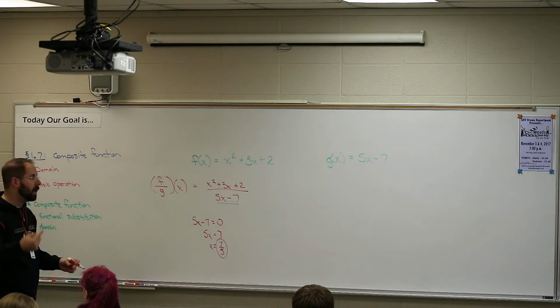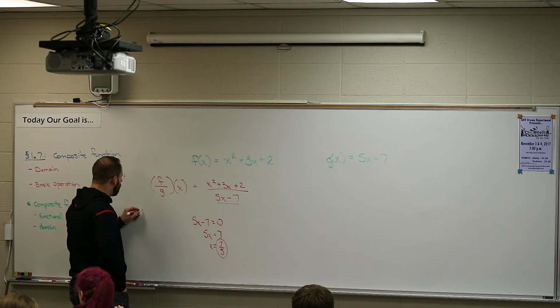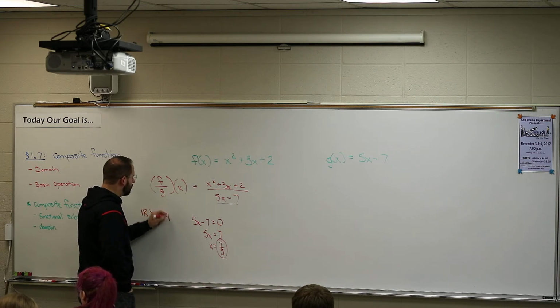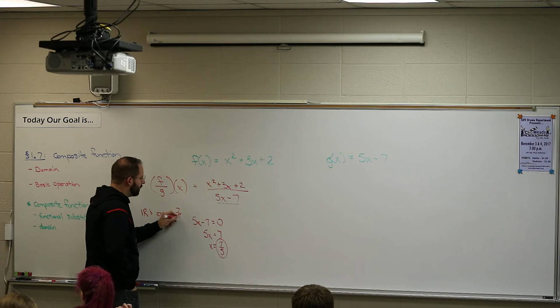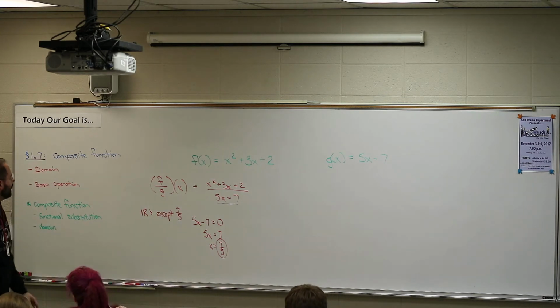That's the one number you can't use anymore. That's your exception. So you would actually have to say it's all reals except 7 fifths. Okay, we're good? Okay, if there's radicals, I don't have too many of those.